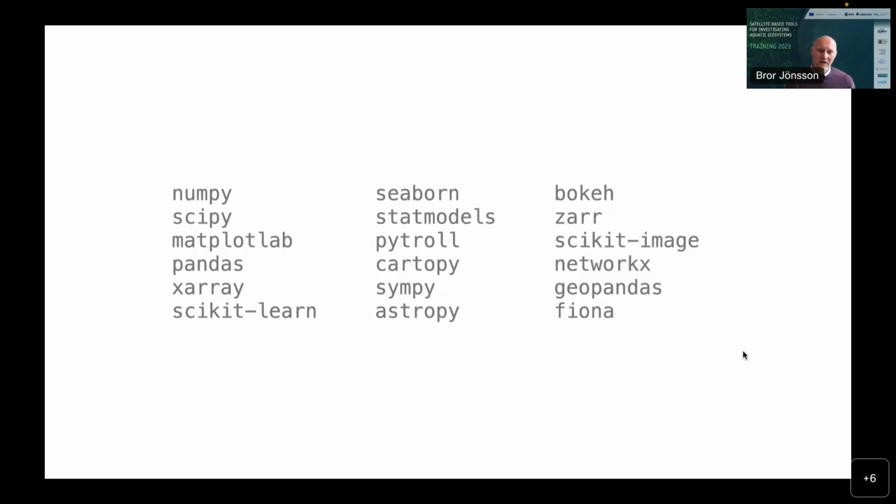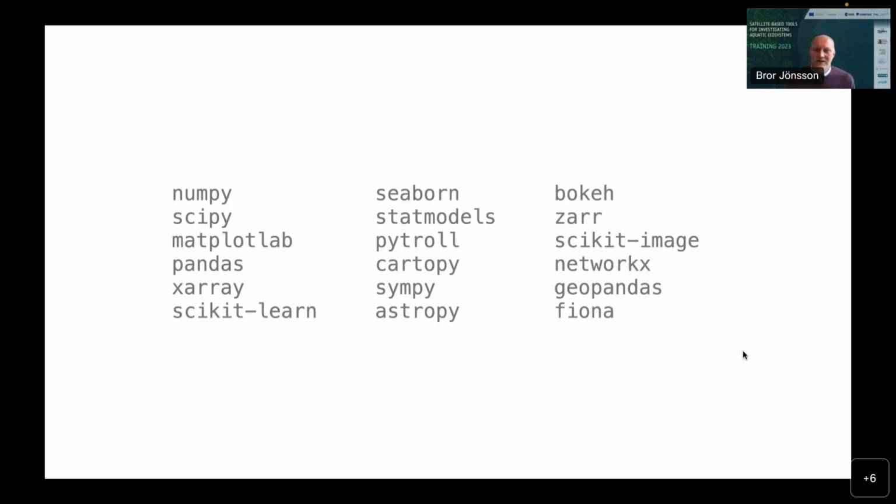Pytroll and Cartopy are for doing maps, basically, and also a lot of processing of data, especially satellite data. So Pytroll is a package to do going from swaths to grids and stuff like that. A bunch of small scale work you need to do in the processing of satellite imagery is in Pytroll. SymPy, symbolic math, AstroPy, astronomy, and so on and so on.